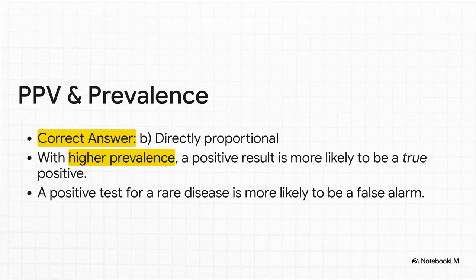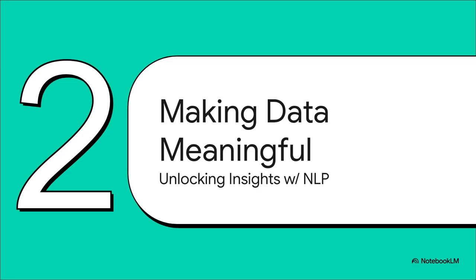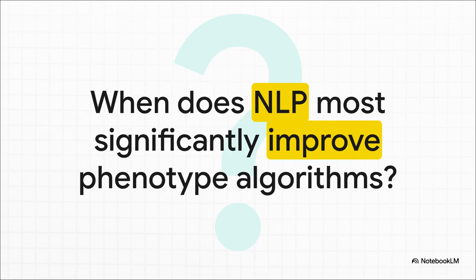So far, we've been dealing with structured data, the neat, tidy boxes in a database. But let's be honest, the real juicy details, the clinical story, is often buried in the messy, unstructured notes from doctors. And to dig that out, we need a special tool, natural language processing, or NLP. This next question is really a strategic one. It's asking, where does NLP give us the biggest bang for our buck? When does using NLP move from being a cool feature to being an absolute game changer for building an accurate phenotype?